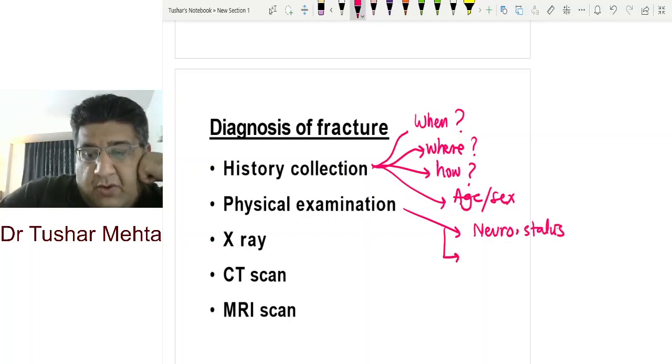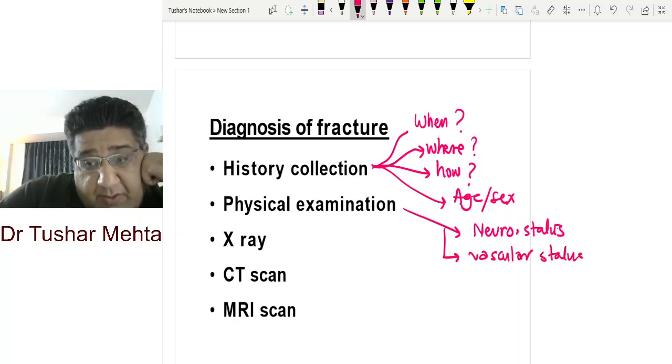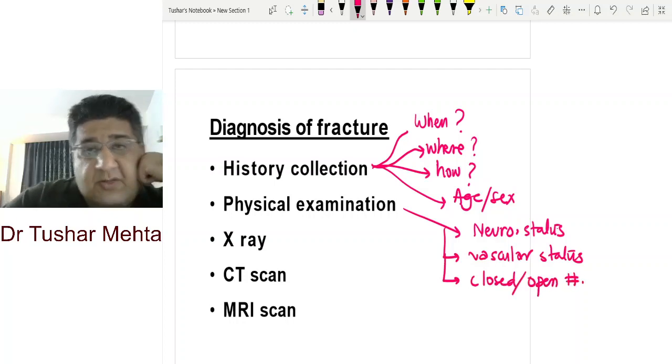You should comment upon the distal vascular status. You should comment upon whether that fracture is a closed fracture or an open fracture. You should comment upon that as well.